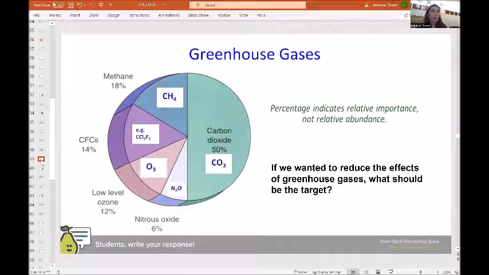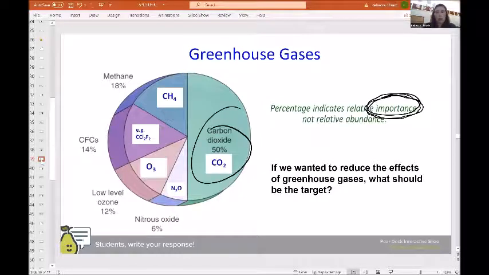So that was a graph that showed you the effect of the greenhouse gases, but you've got to be able to identify some as well. These are the most potent greenhouse gases that are emitted by human activities: methane, CFCs, ozone, nitrous oxide, and then carbon dioxide. Now, this pie chart does not show us the abundance of the greenhouse gases in our atmosphere. This is showing the importance when it comes to climate change and the greenhouse effect. Up to 50% of the trapping of heat in our atmosphere is due to carbon dioxide.